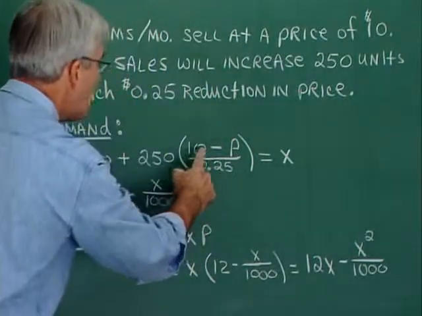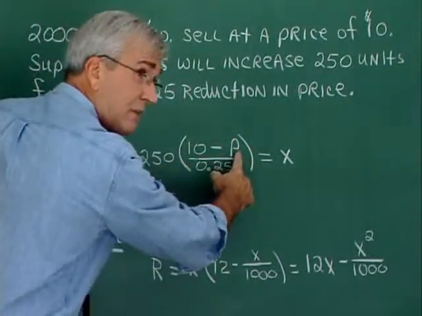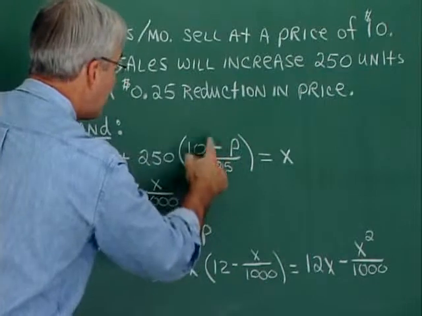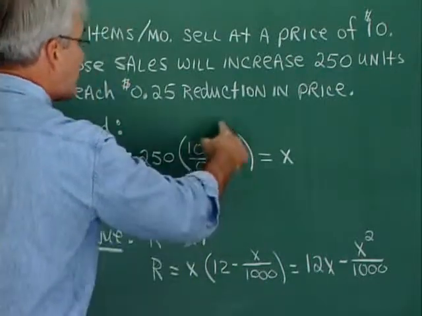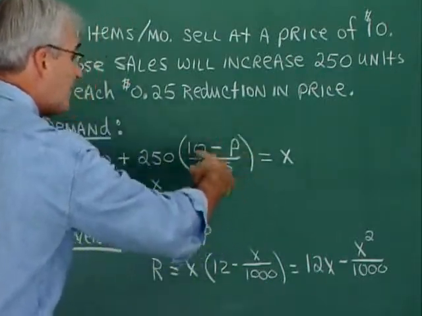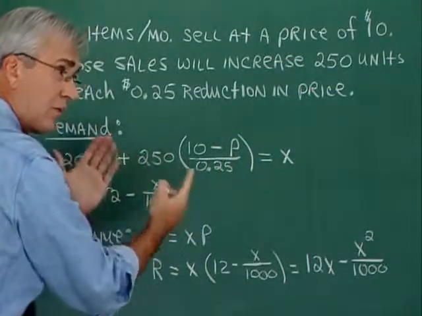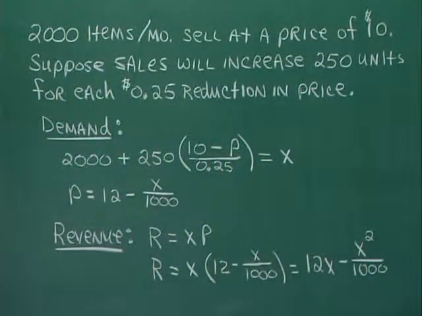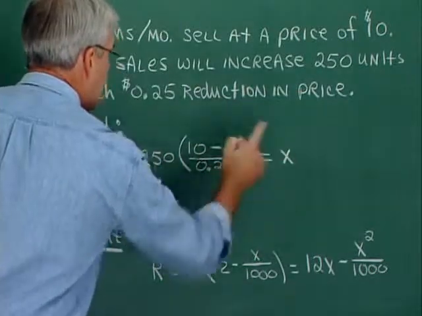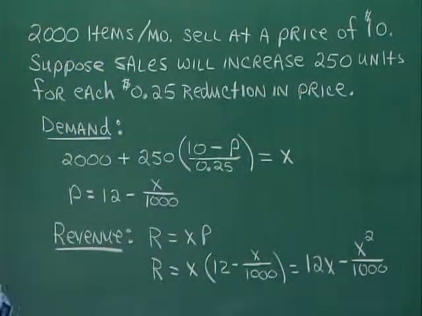Let's see how it's figured out. It's $10 minus $9.50. That's 50 cents here. Divide 50 cents by 25 cents. That's 2. That's 2 of these 25-cent increments. The 2 is multiplied by the 250. So this is how the calculation is made. All right, and this then will give us X number of units which are sold.